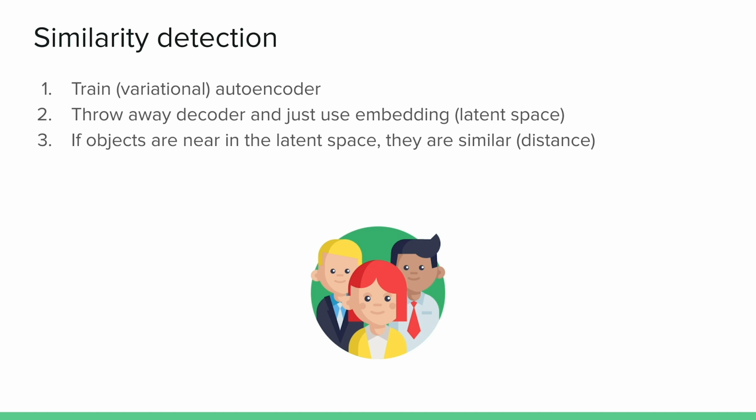You can do similarity detection with autoencoders, where you just train an autoencoder, as we've seen before, and then we just throw away the decoder. We don't need that anymore. We just need the embedding, the latent space that it learned. Now, in our latent space, what happens is we extract some features. And if we have this interpolatability between two classes, we can say, okay, they are probably going to be very close in the latent space. So if the distance in the latent space is very small, they are probably similar. If the distance is big, they're probably dissimilar.